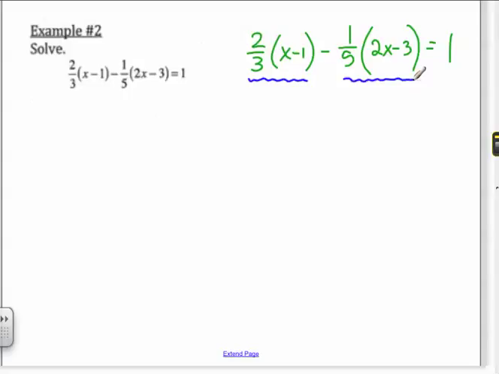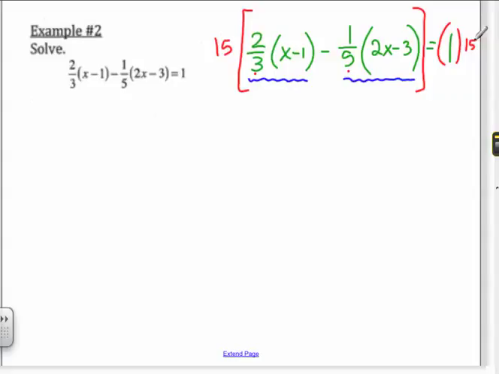What could I do, Ben? Ben says let's multiply both sides by 15 because that's the common denominator. That's the number that 3 and 5 go into. All right? So I'm going to multiply this entire side by 15. And then I'm going to multiply this by 15. Okay? Now be careful here. Remember, there's only two terms.